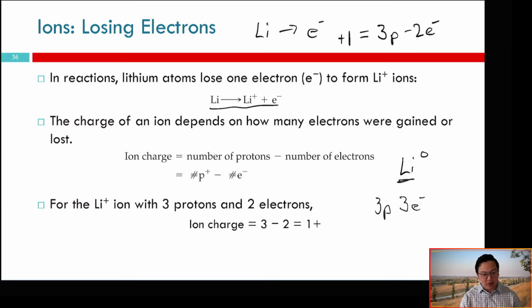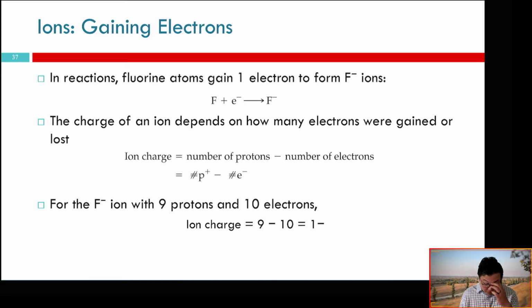So, to calculate the charge of the ion, it's the protons minus the remaining electrons. We'll have some more examples. In this reaction, we have fluorine gaining 1 electron to form F minus. I happen to know that fluorine has 9 protons, and we added 1 electron, so now we have 10 electrons. So we do 9 protons minus 10 electrons, which gives us a 1 minus charge.